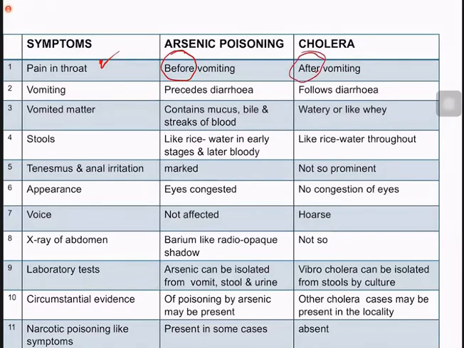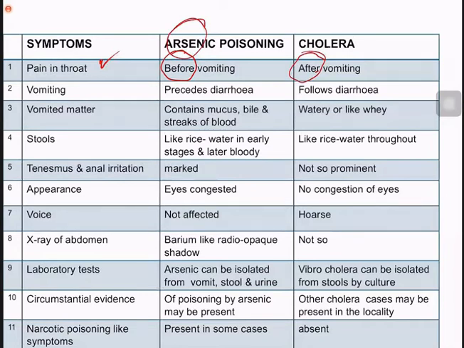Now, why is it before for arsenic poisoning? Arsenic here is a poison, remember? And it's going to irritate the throat. That would cause pain in the throat even before vomiting. And in cases of cholera, it's due to the irritation after the vomiting. Okay.